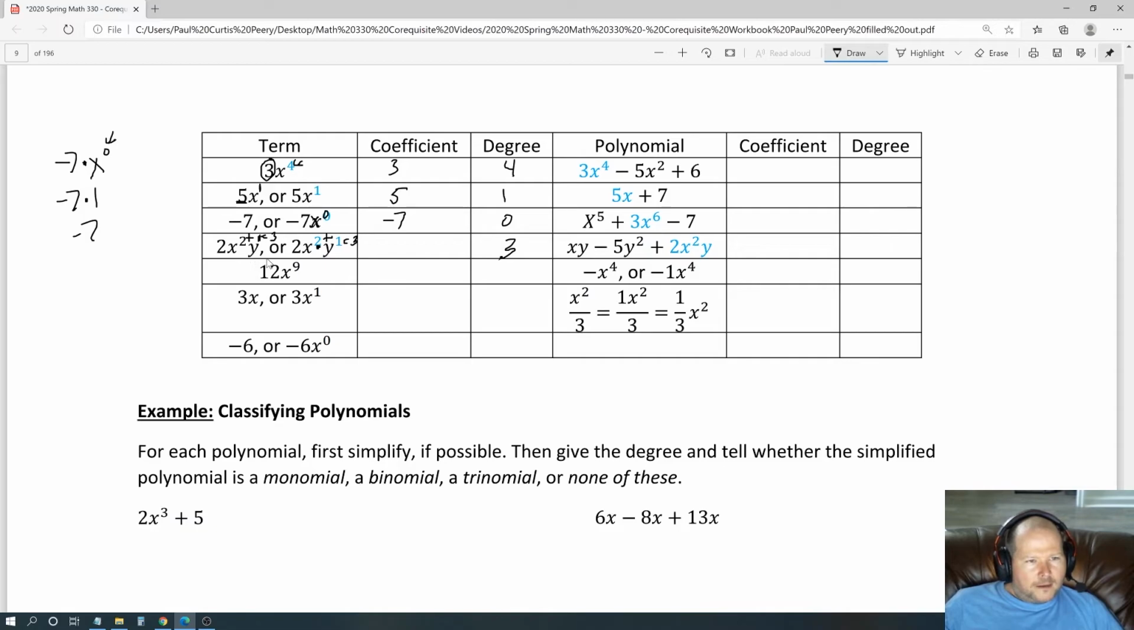Now, the coefficient on this is still going to be the 2, just like that. Okay, so move on to the next one. The coefficient is a 12, so we put that 12 here. The degree is a 9, so we put the 9 there.